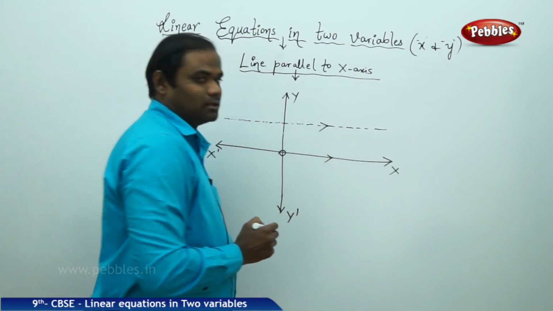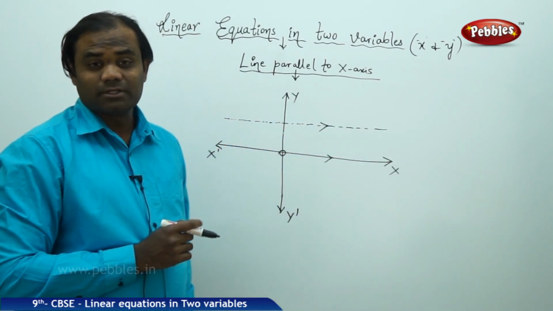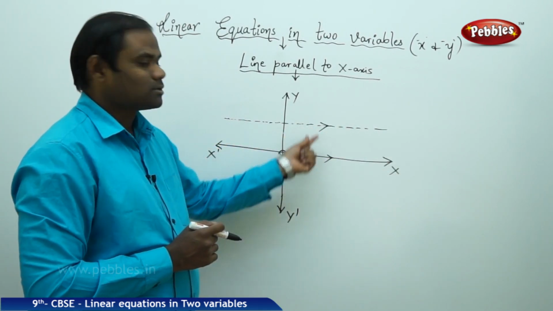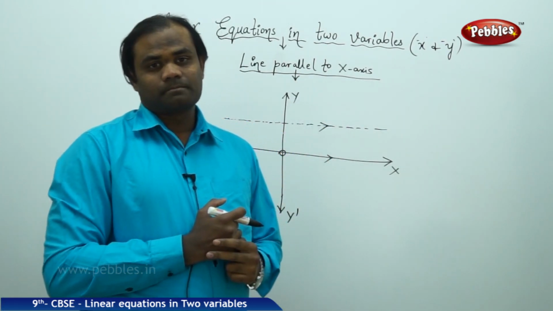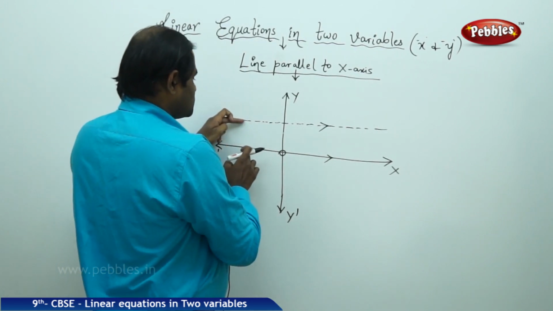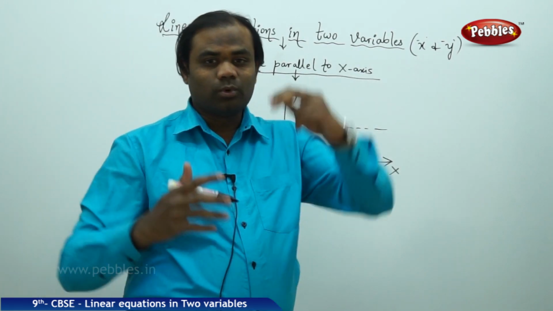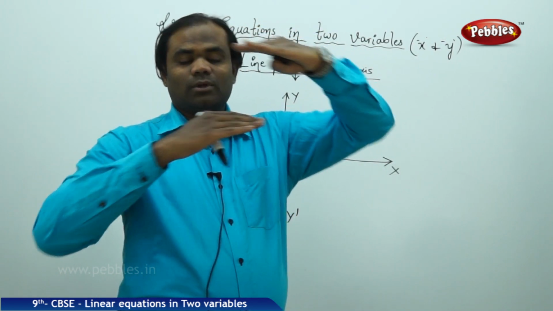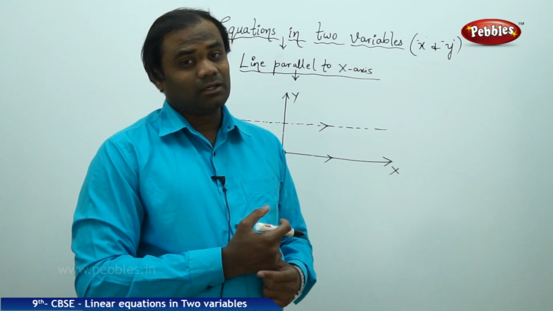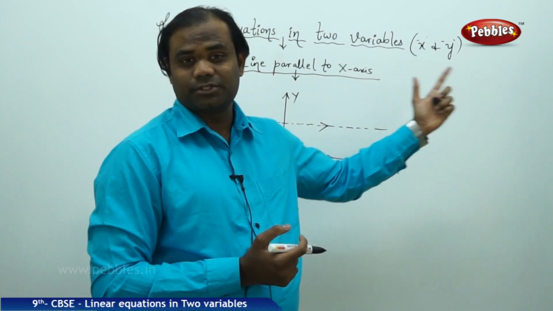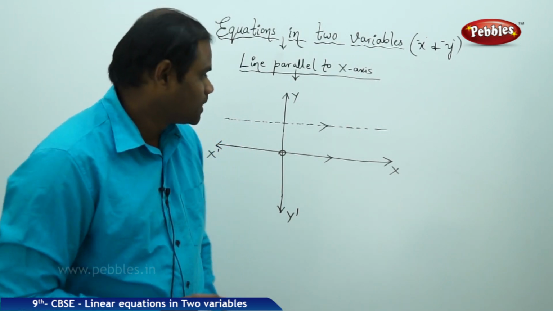Now this is parallel only when the perpendicular distance between any 2 points on the 2 lines is equal. So imagine I take this distance and this distance. If they are equal, then I say the lines are parallel. Equally at equal distances. It cannot have unequal distance at any stage; that is how we understand parallel lines.